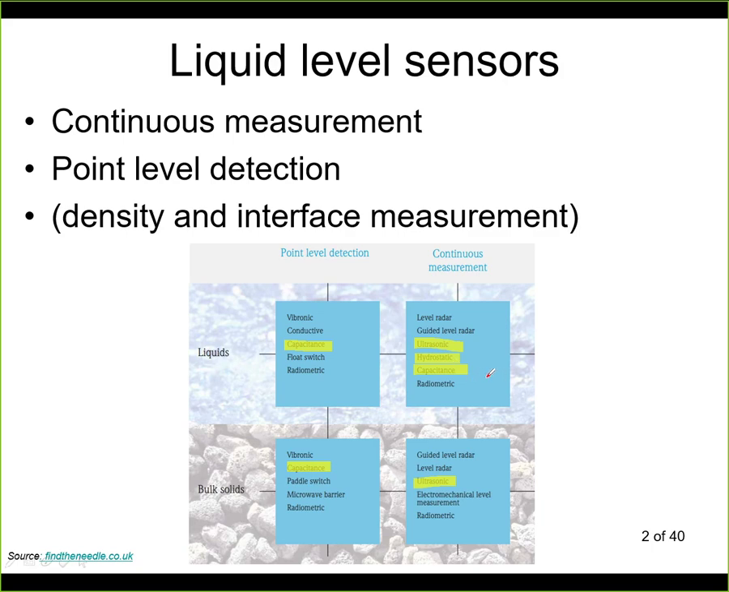And we'll be talking only about the principles that are highlighted in yellow. So we'll be talking only about capacitive sensors. We'll be talking about ultrasonic, and then we'll be talking about radar and so on. But basically only about those sensors. The other sensors are of course used as well, but we'll be talking only about this selection.